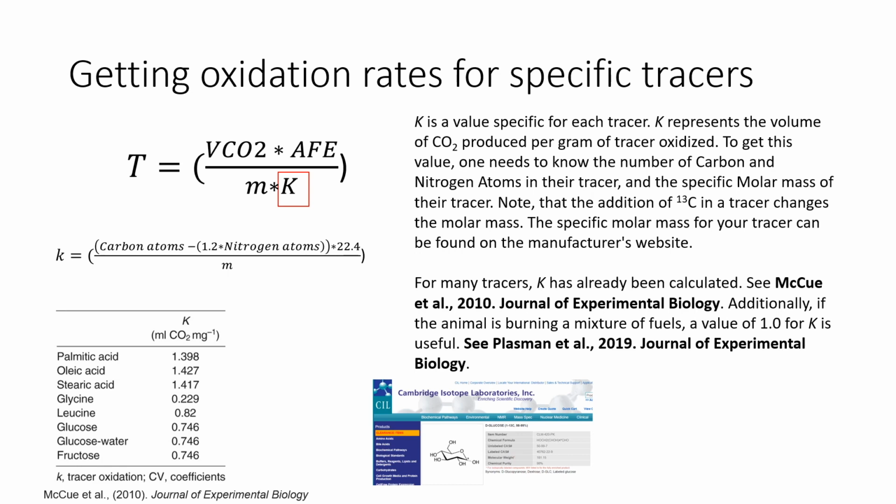Most animals will not be oxidizing a given type of molecule exclusively, but rather some infinitely complex mixture of various metabolic fuels at any given time. Fortunately, K is relatively insensitive to changes in RER for a given experiment and can be approximated with a value of 1. M is the molar mass of the carbon-13 tracer used, and it is used to convert grams of the carbon-13 tracer into moles of tracer.